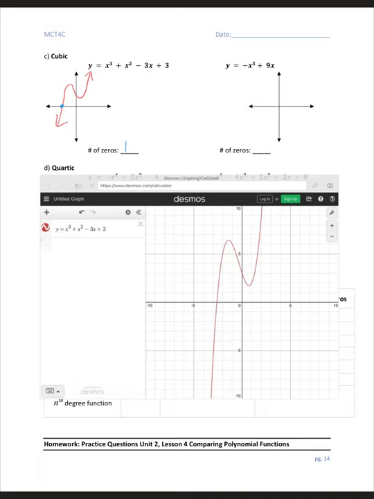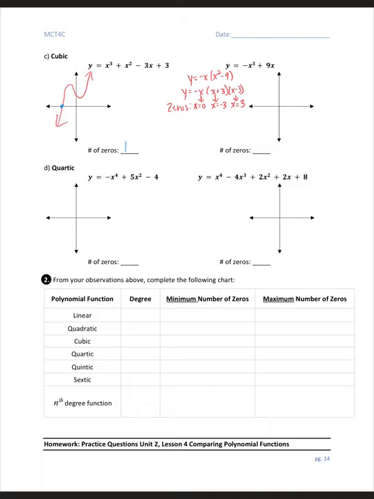I'd like you to pause the video and go ahead and try to factor the next one in order to identify where your zeros will be. Okay, so if you were to factor this, we should find that in factored form it's going to be y equals negative x times x plus 3 times x minus 3. And so I've identified my zeros as 0, and then a negative 3, and a positive 3. And we could graph this on Desmos, but I know it's going to look something like this.